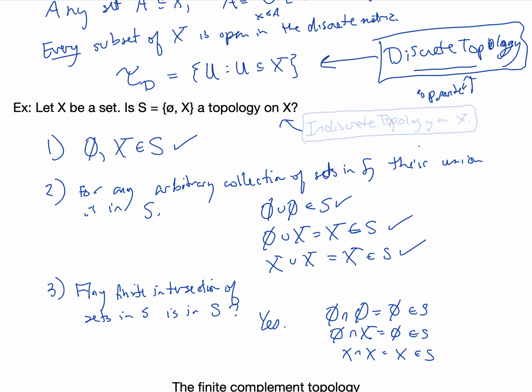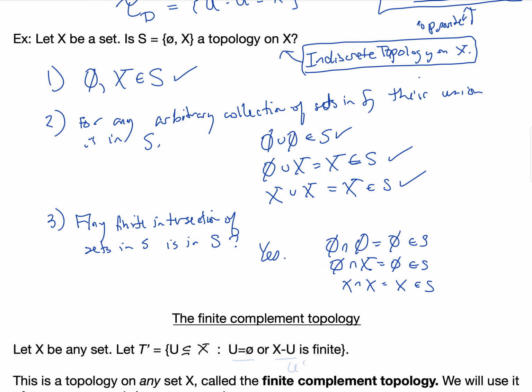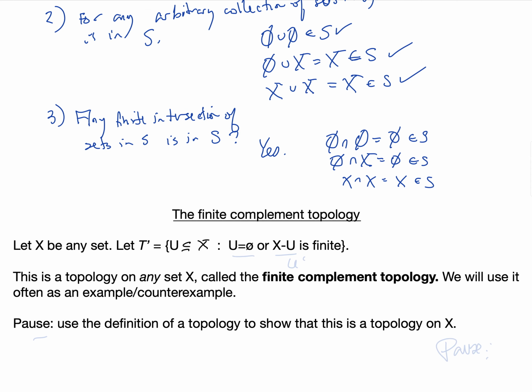And so this topology is called the indiscrete topology on X. So any set X, no matter what, is always going to have at least two topologies defined on it: the discrete topology, where every set is open, and the indiscrete topology, where only the empty set and the entire set are open.